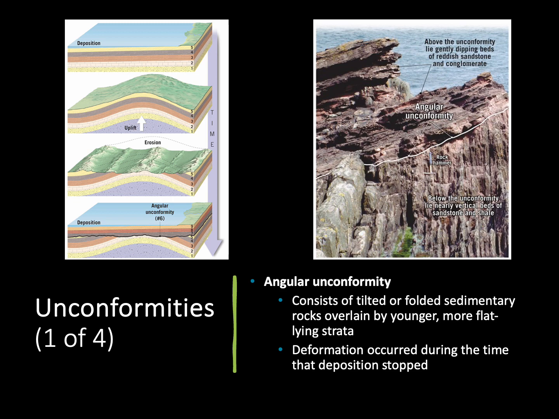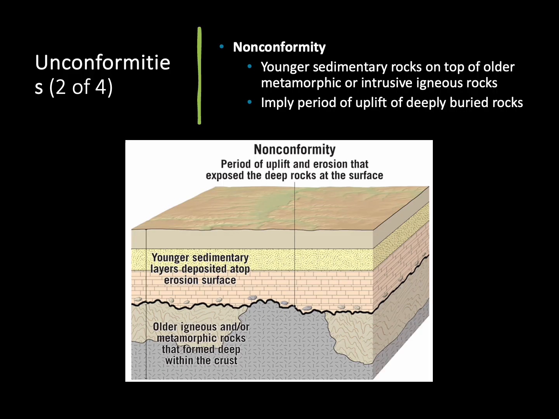Something happened that caused deformation during the time that the deposition stopped from new sediment. So what happened here is that bottom layer was originally horizontal. Then some kind of deformation occurred and caused it to be vertical. And then eventually over time, that upper layer of rock was deposited on top of it. But not all of our unconformities are as obvious as our angular unconformities are. Again, with those, we're just looking for changing angles between different rock layers.